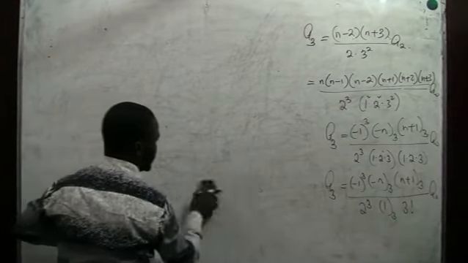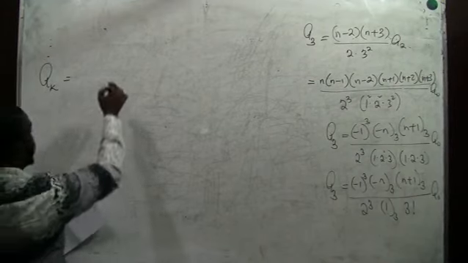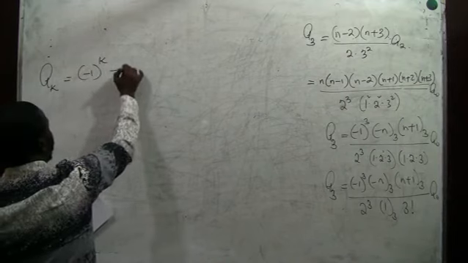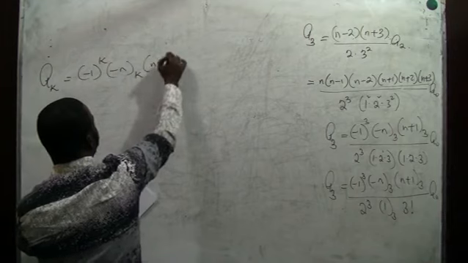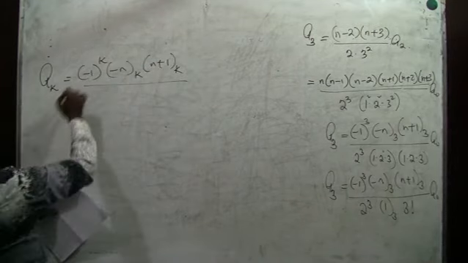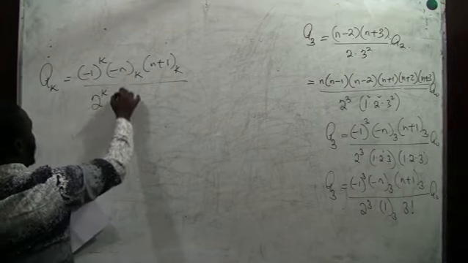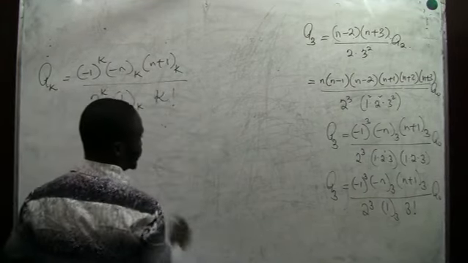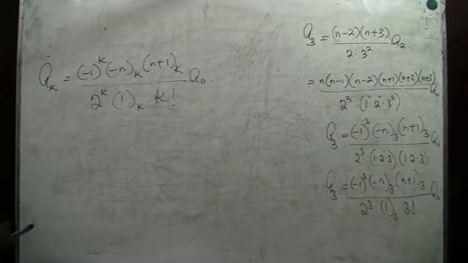And what is going to be the generalization? The generalization there becomes a sub k equals minus 1 raised to power k minus n sub k, n plus 1 sub k, all divided by 2 raised to power k, 1 sub k, and k factorial a naught. So we now go back to our trial solution.